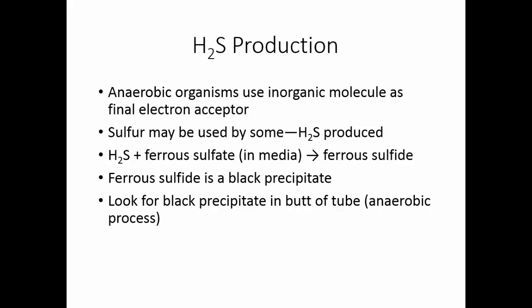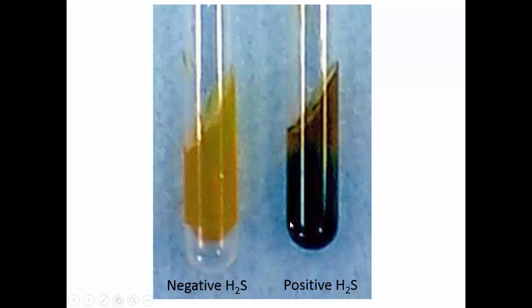So you will look for a black precipitate in the butt of the tube. That is the place where anaerobic processes can occur. So in looking at this tube, we have this black butt. That's positive for hydrogen sulfide, and no blackening in the butt of the tube is negative for hydrogen sulfide production.